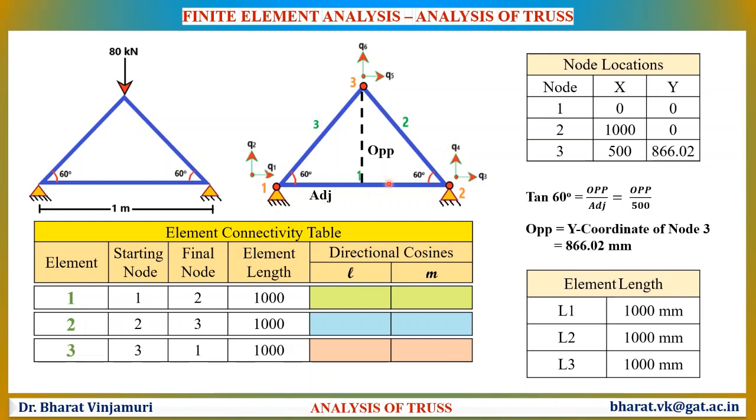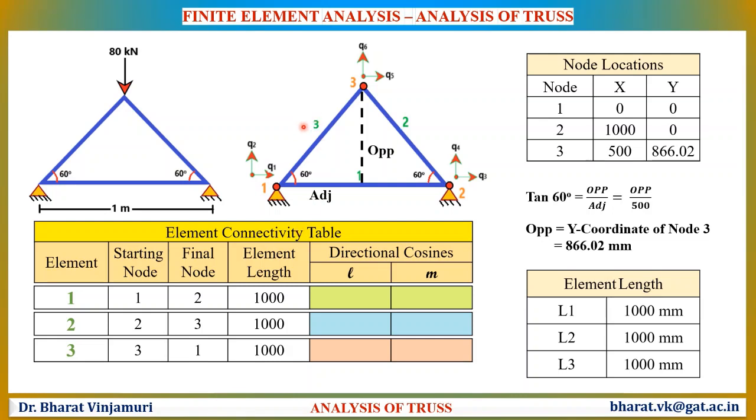Similarly, element 2 is in between node 2 as well as node 3. The starting node for element 2 is node 2 and the end node is node 3. And hence, element 2 is in between the following displacements Q3, Q4, Q5 and Q6. Clearly observe element number 3. It is in between the two nodes 3 and 1. Therefore, for element 3, the starting node is considered as 3 because we will be following a cyclic process.